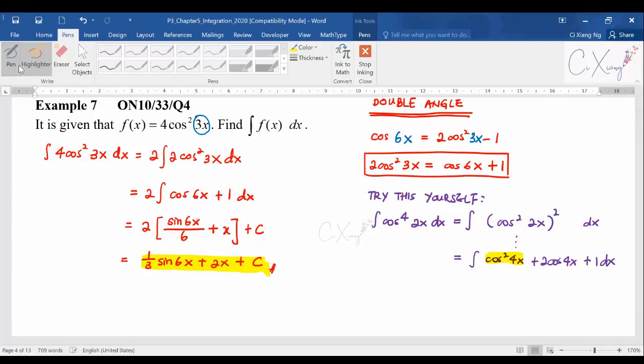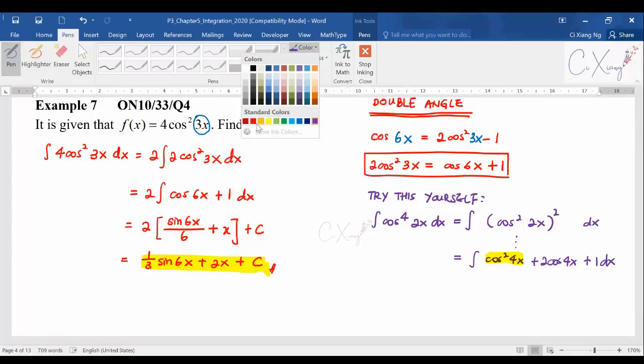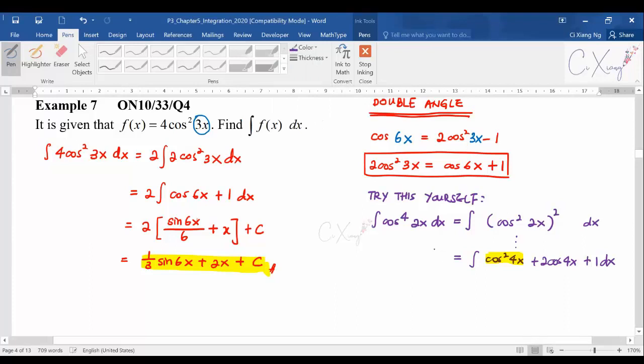All right, so after you apply the double angle formula, and when you rephrase everything, then only you continue to do the integration. Final answer should be 1 over 64 sine 8x plus 1 over 8 sine 4x, and then plus 3 over 8x plus c. So the steps here will be much longer, because you have to apply the double angle formula for 2 times. For cos power 4, even for sine power 4, also the same thing.